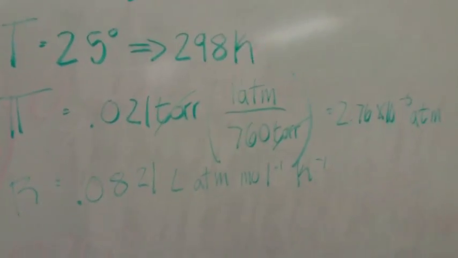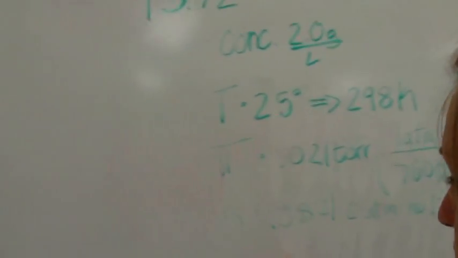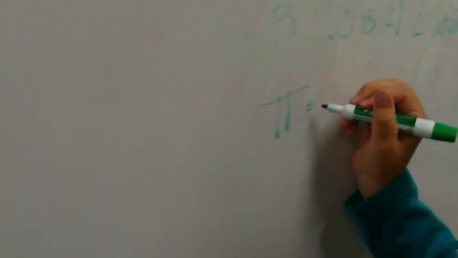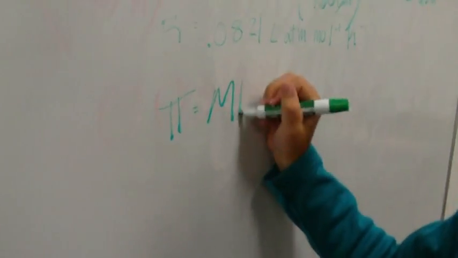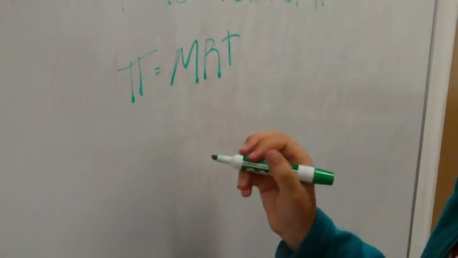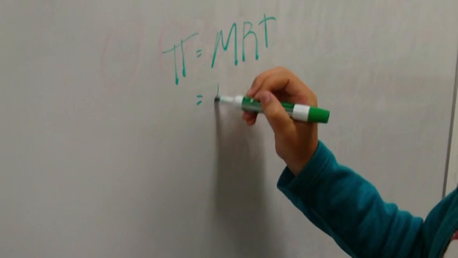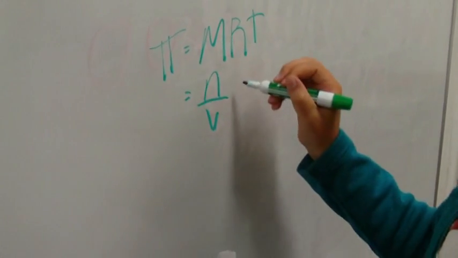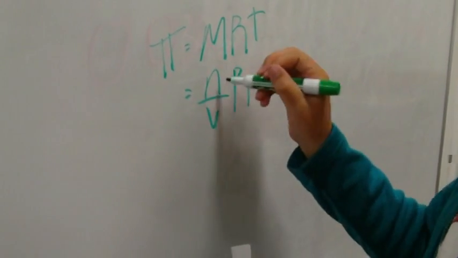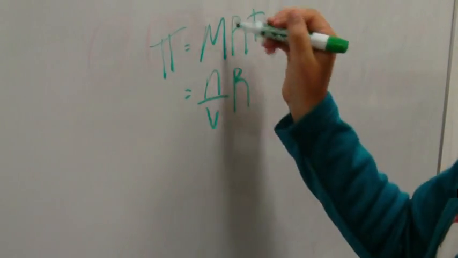All right, so now we're just going to use the equation that they give us. Osmotic pressure is equal to MRT, which can also be written as n over V times RT, number of moles per volume, molar concentration.